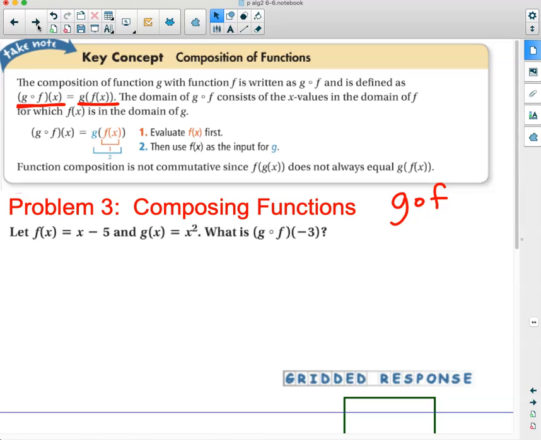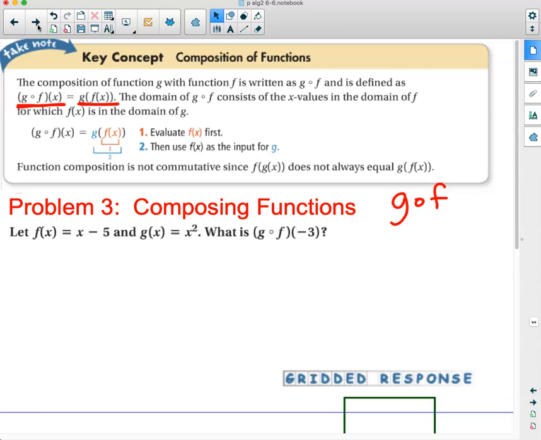So all I care about is the domain of f of x. That's the one that's going in. That's the input, the domain. And like I said, two ways to write it. G of f of x, you're going to see me rewrite it for you. G of f of x.